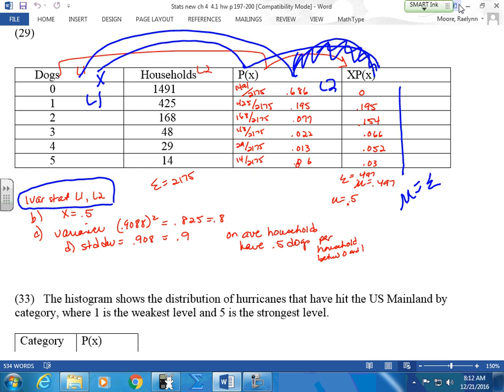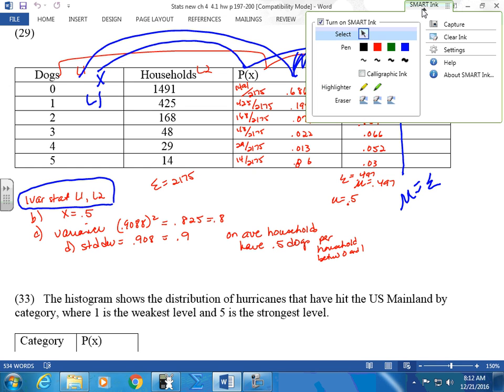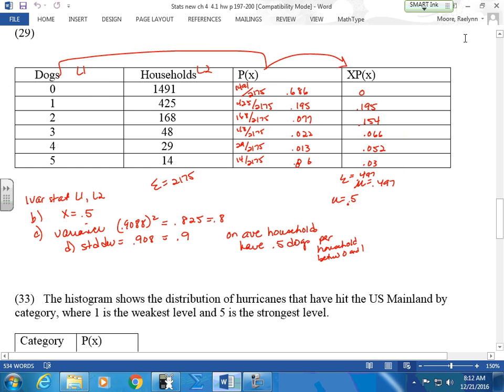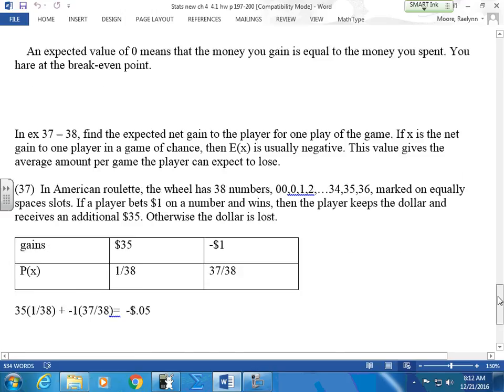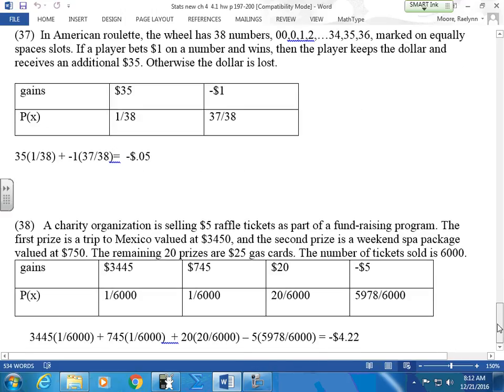Good with this? Okay. Then I gave you, hopefully this one looks the same. Number 38.